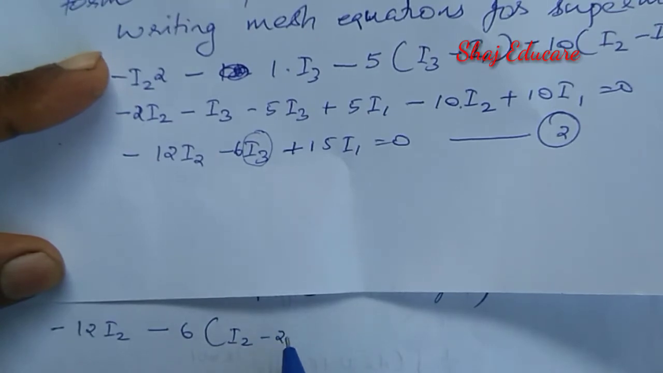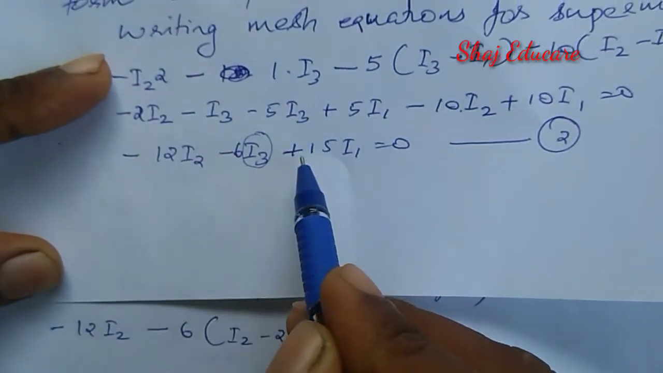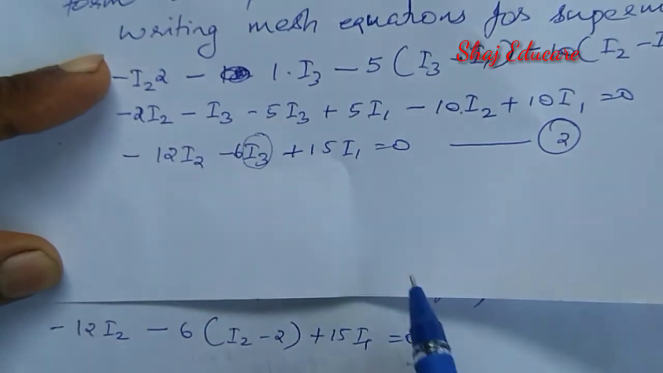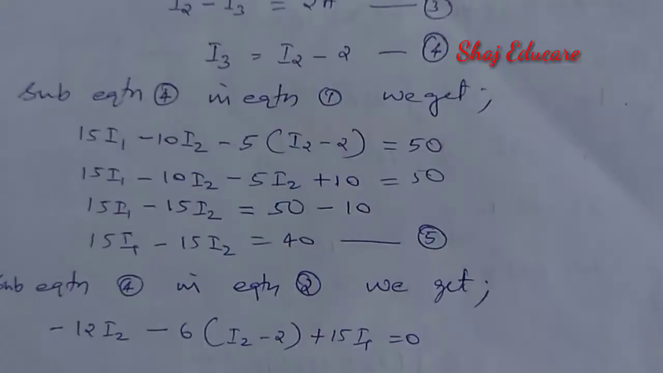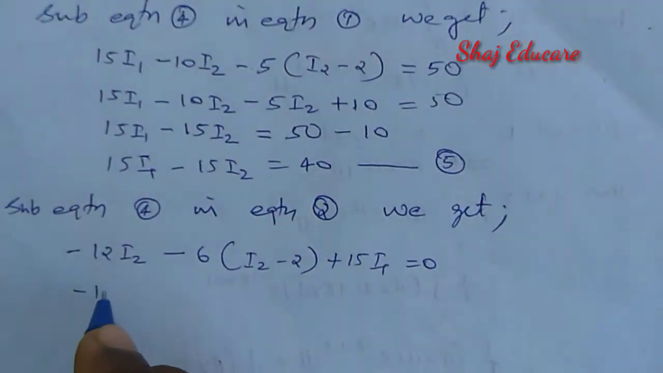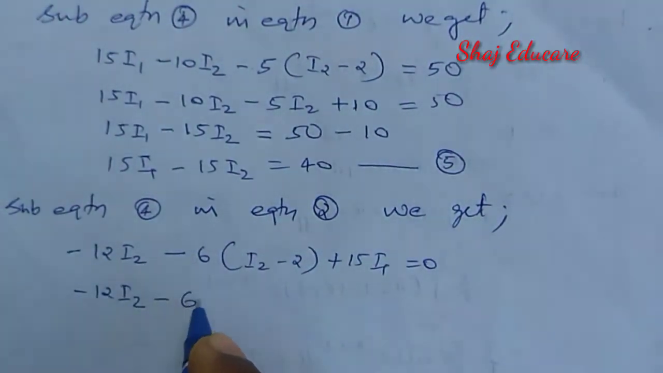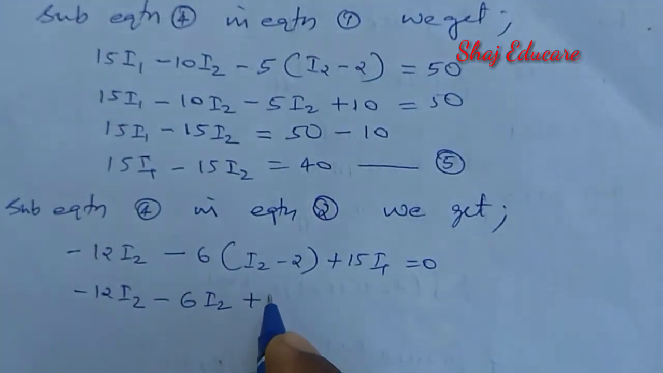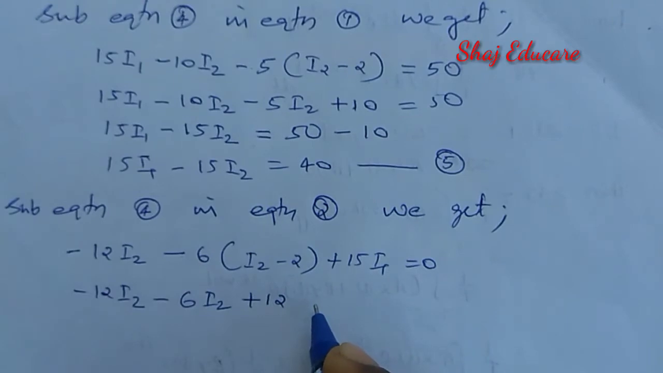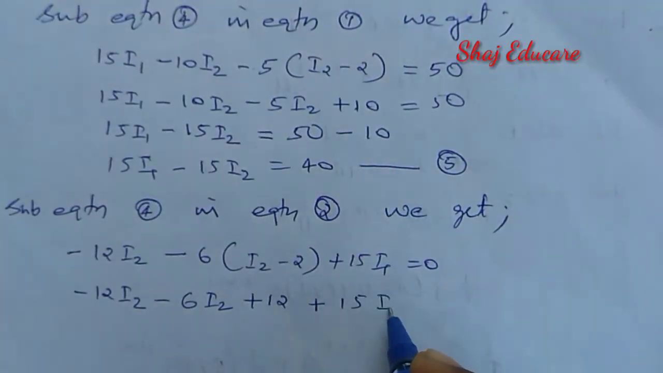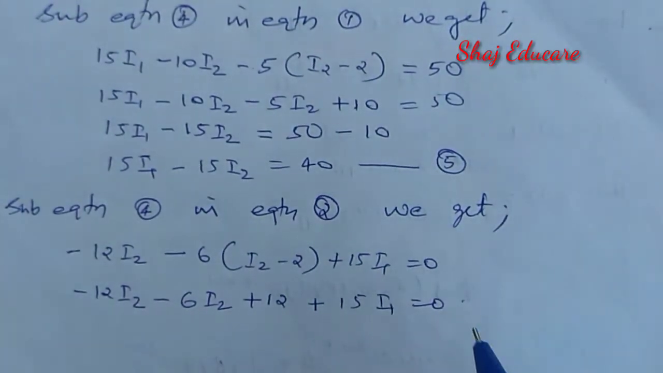I2 minus 2, then plus 15 I1 equal to 0. Now expanding the brackets, we are getting 12 I2 minus 6 I2, again minus 6 into minus 2 becomes 12, plus 15 I1 equal to 0.